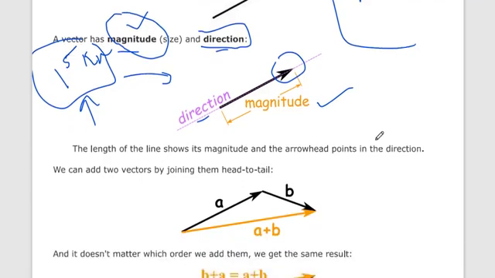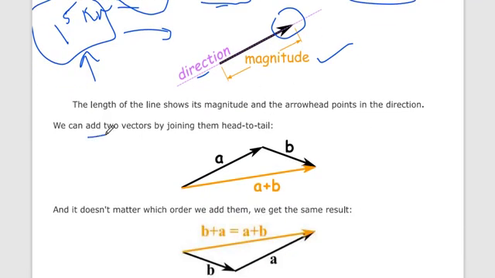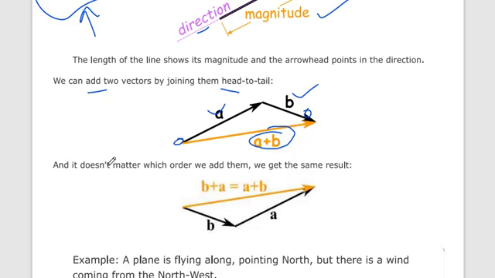Now let's say we have to add two vectors. How do we add? We add two vectors head to tail. One vector has a tail, and the other vector is added head to tail. So this is the addition of these two vectors, a and b, a plus b. It doesn't matter in which order we add them, because b plus a is always equal to a plus b. Like 3 plus 5 or 5 plus 3, we always get the same value.